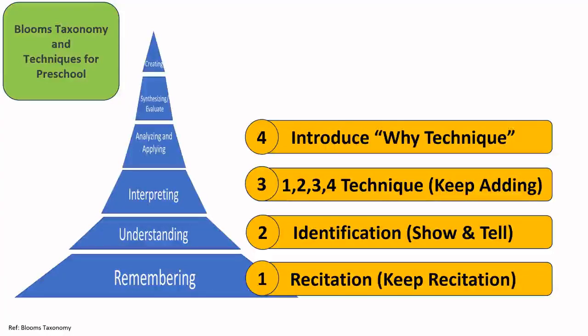So that's one, two, three, four. For our remembering, we have the recitation technique. The second level of Bloom's taxonomy is understanding. Here we have the show and tell technique. Third is interpreting. Here we use the 1, 2, 3, 4 technique, keep adding new information about the object. The fourth level is analyzing and applying. We introduce here the why technique.